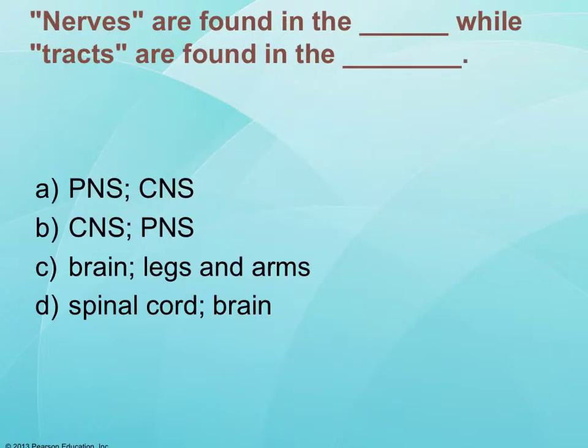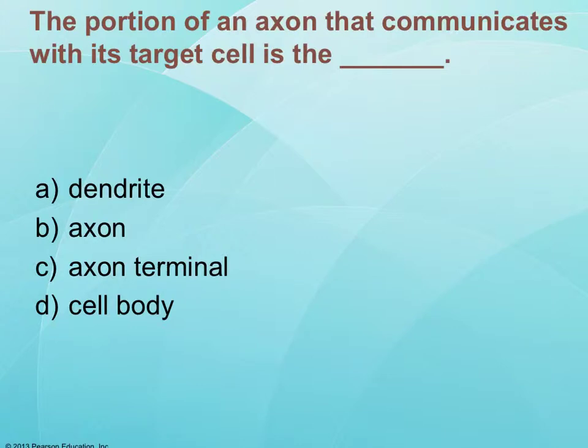Okay, at the end, let's see a few review questions here. Nerves are found where, and tracts are found where? The answer is A. Nerves are in the PNS and tracts are the nerve fibers in the CNS. Next one.